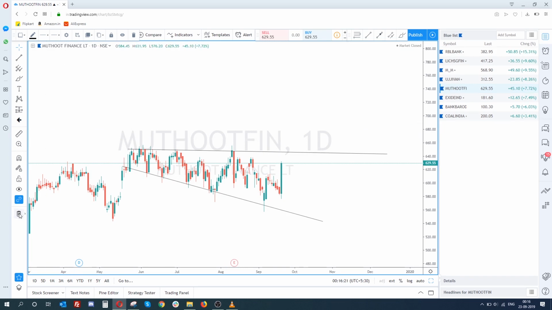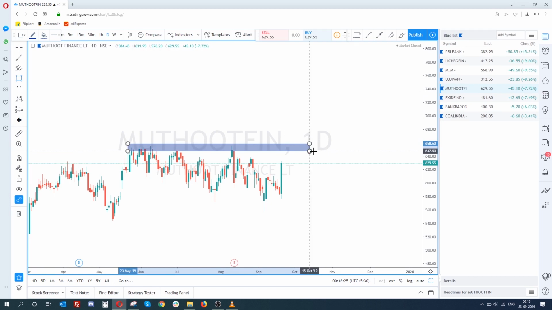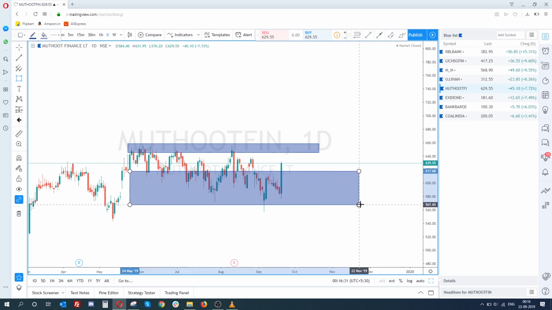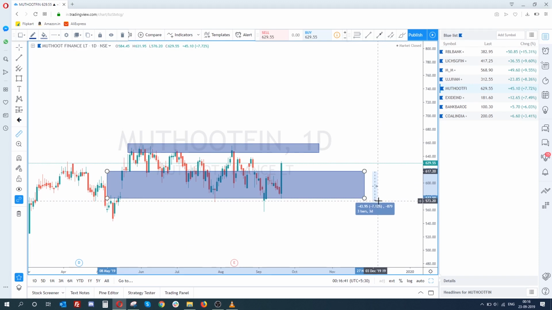So if I just draw supply and demand zones, probably I could draw a zone like this. And at the bottom, no, I cannot draw a huge zone like this, but some do it like this. They don't mind. But if you see, this zone is 43 points. So where am I supposed to buy? People will tell you that you are supposed to buy at the demand zone.